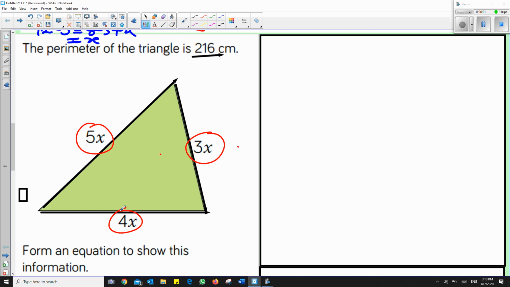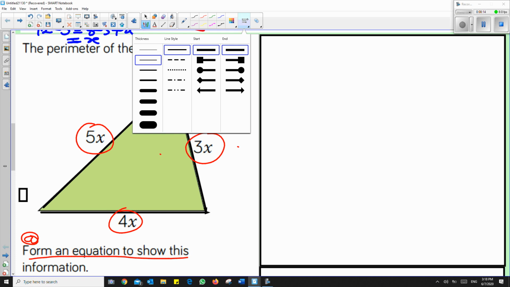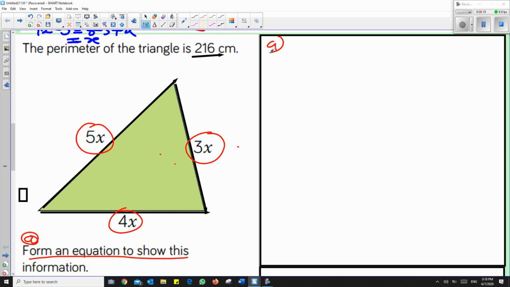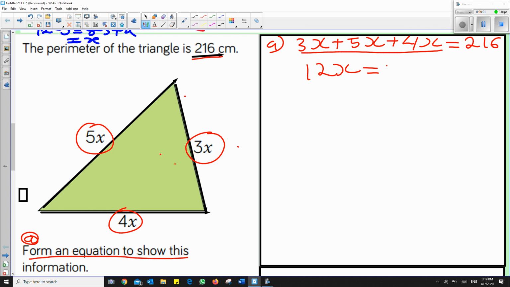Step 1 of this question, or A, form an equation to show this information. So our equation, this is number A, our equation can be given by 3x, meaning this distance, plus 5x plus 4x. All these are equal to 216 centimeters. So all these three are like terms, so we can add them. They all have x. So 5 plus 3 is 8. 8 plus 4 is 12. So 12x is equal to 216. That is the equation.